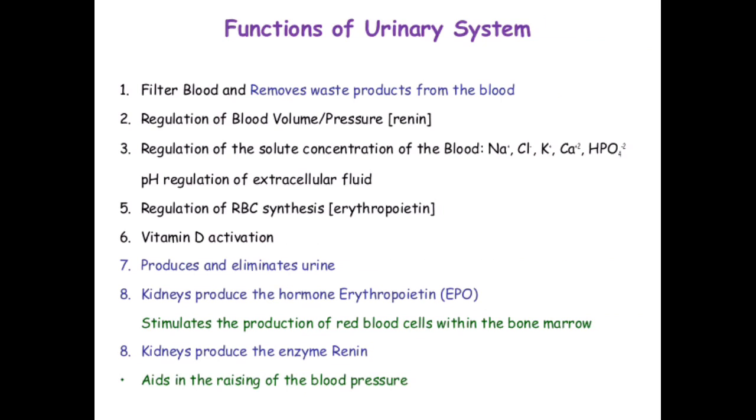Kidneys produce the hormone erythropoietin, EPO, which stimulates the production of red blood cells within the bone marrow. Kidneys produce the enzyme renin, which raises the blood pressure.